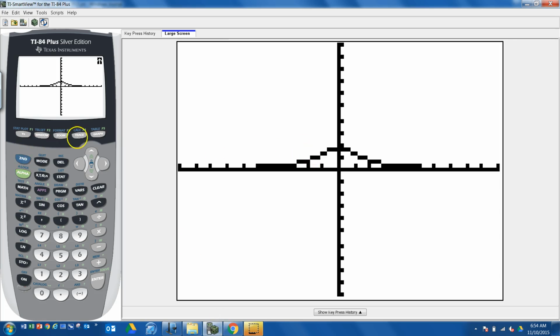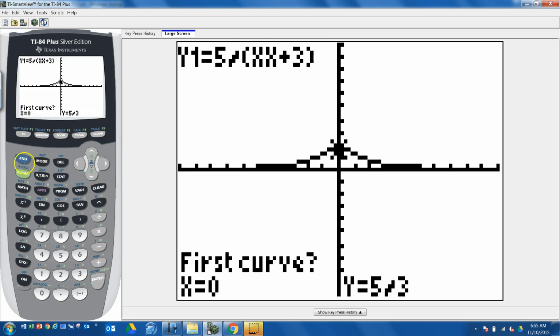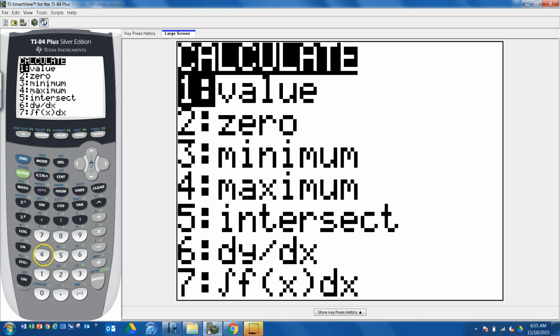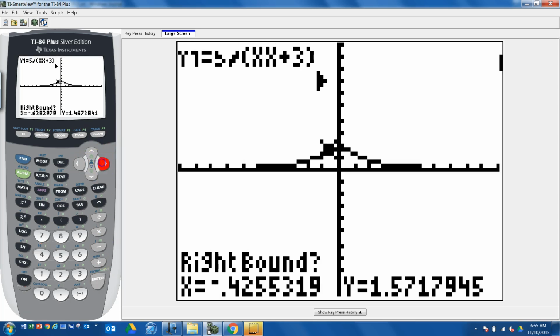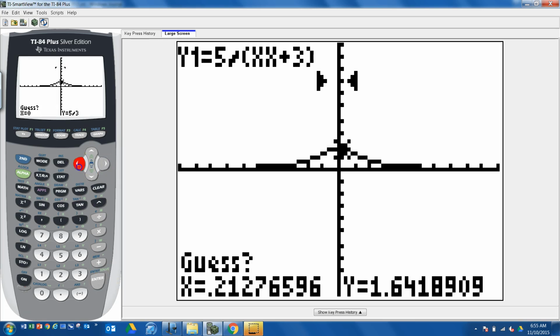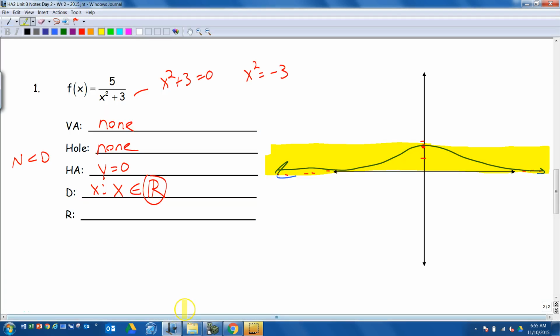I think we did already, but just in case, let's double check that the max is the y-intercept. I don't know how I turned my calculator into giving me fractions on this thing, but somehow I did. And sure enough, the maximum is 5/3. Okay, so what that means is that this is 0 comma 5/3.